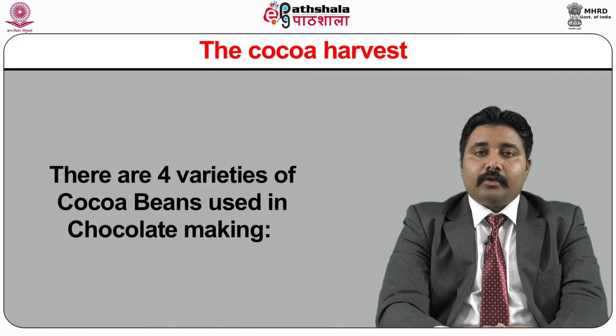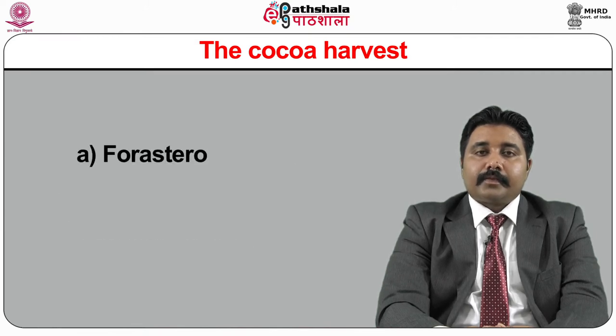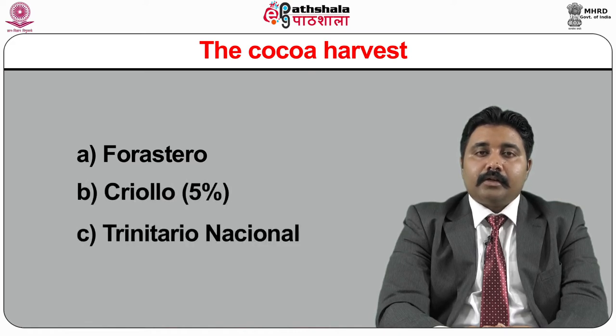Whether in Africa, Latin America, or Southeast Asia, skilled plantation workers use long poles with specially shaped blades to pull down the ripe fruit without damaging the branches, blossoms, and unripe fruits. There are four varieties of cocoa beans used in chocolate making: Forastero, Criollo, Trinitario, Nacional.